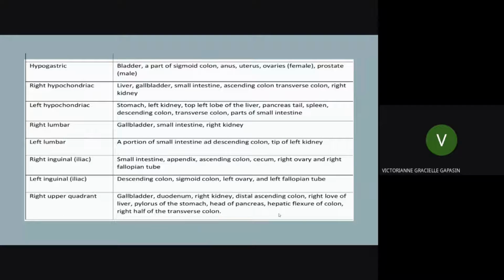Right inguinal: small intestine, appendix, ascending colon, cecum, right ovary, and right fallopian tube. Left inguinal: descending colon, sigmoid colon, left ovary, and fallopian tube. Right upper quadrant: gallbladder, duodenum, right kidney, distal ascending colon, right lobe of liver, pylorus of the stomach, head of pancreas, hepatic flexure of colon, right half of the transverse colon.